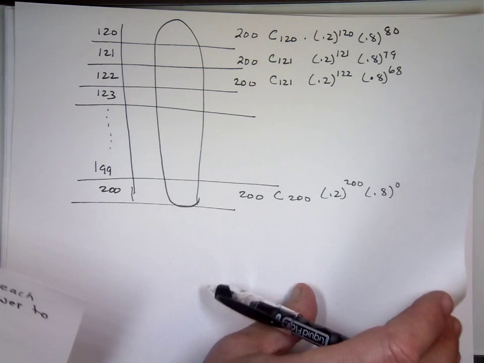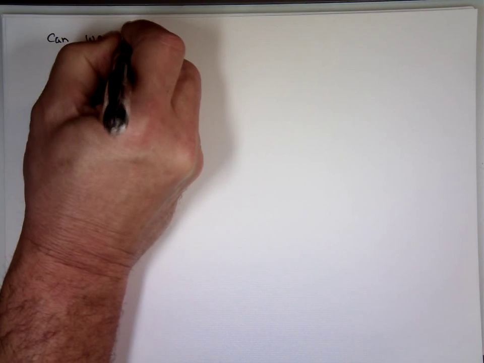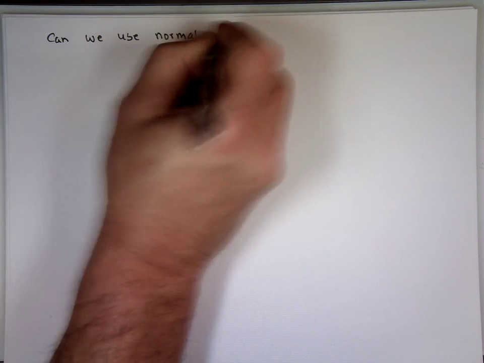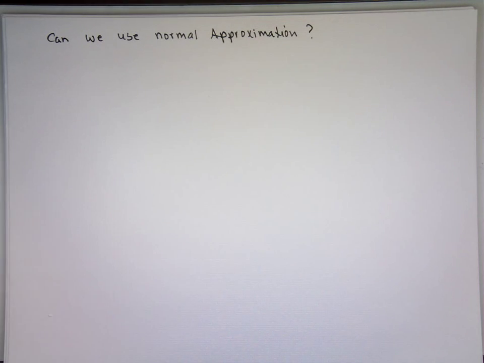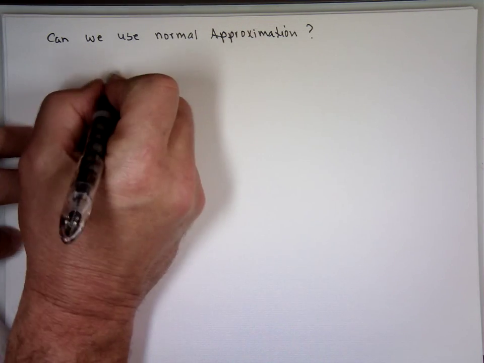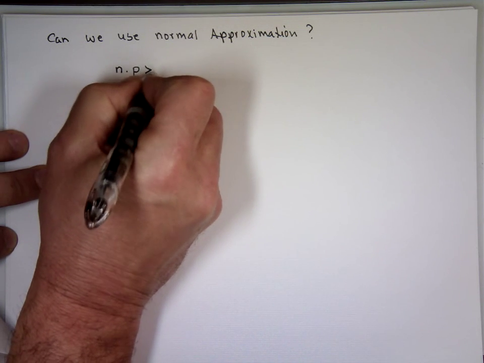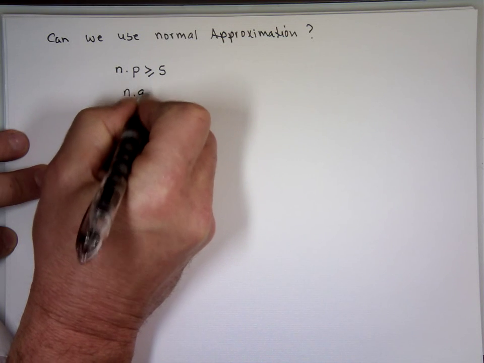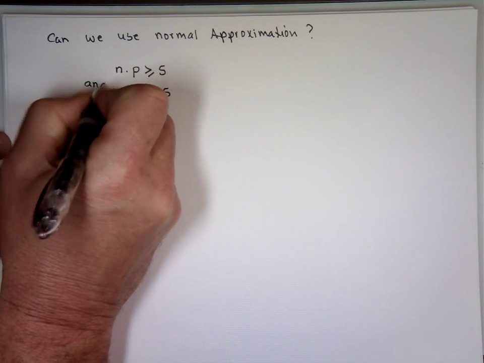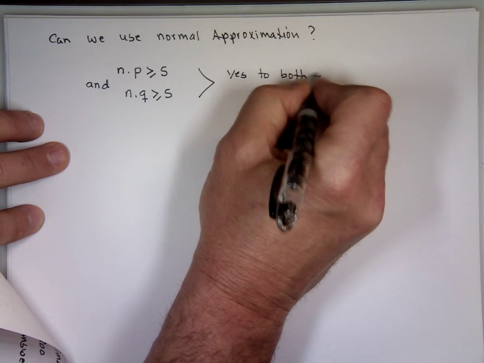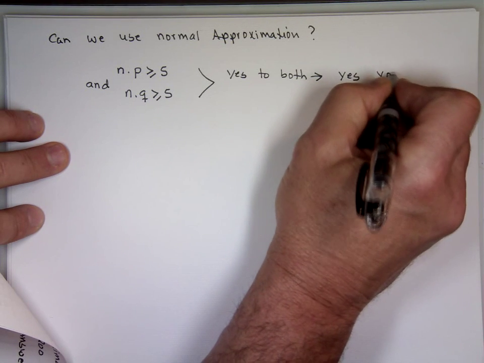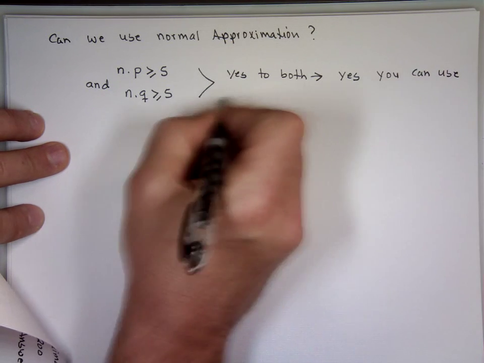So the first question, can I use the normal approximation? The answer is yes because of convenience. I don't want to do it that many times. Can we use normal approximation? The answer is yes if you can satisfy these two conditions. N times P must be greater than or equal to 5, and N times Q must be greater than or equal to 5, both. If the answer is yes to both, then yes, you can use the approximation. You can use normal approximation.